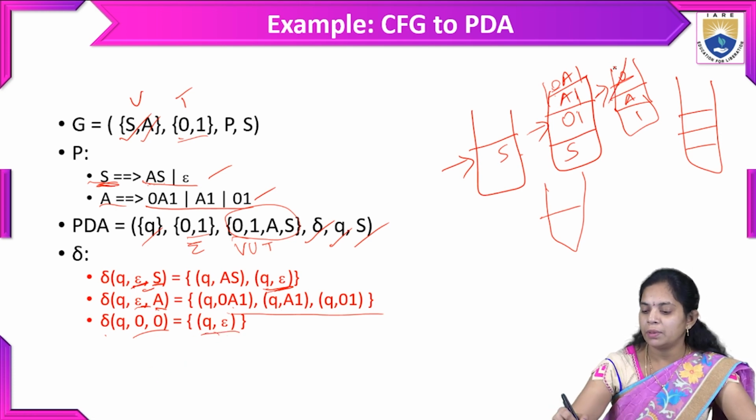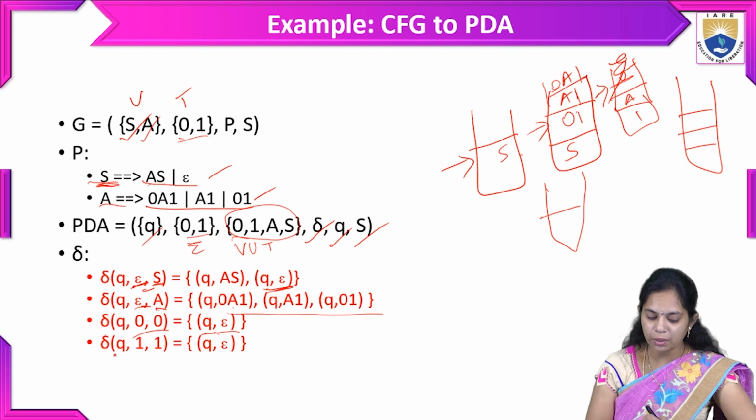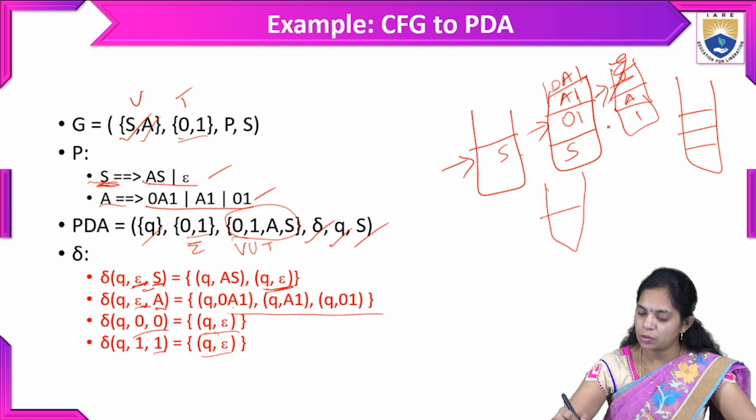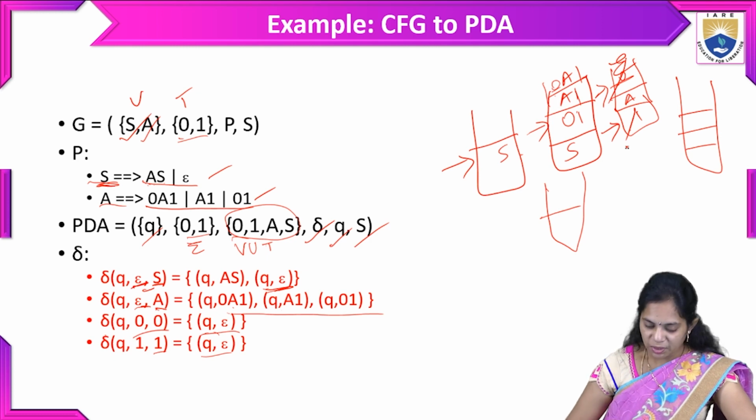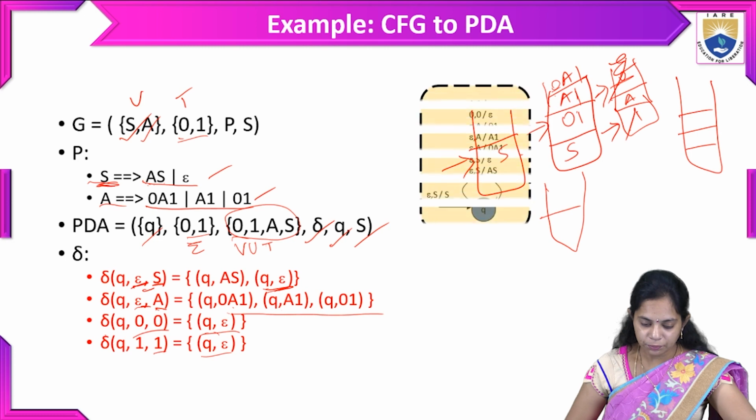So here empty is empty, so epsilon is there. And for the transition of 1 comma 1, whenever it is matching with the input symbol 1, we have to pop. So suppose here the top of the stack symbol is 1, we have to pop the 1. Like this, we have to form a transition function for the productions.